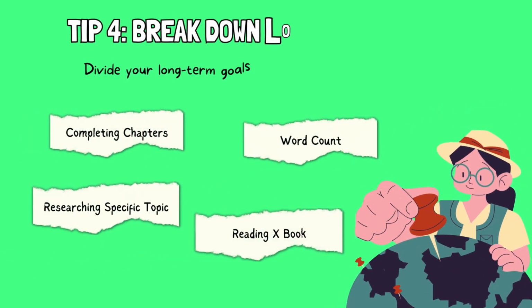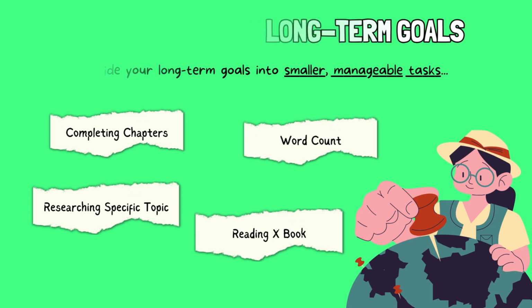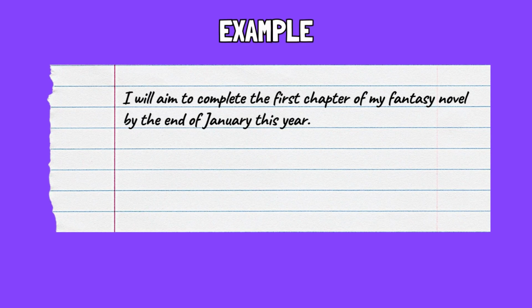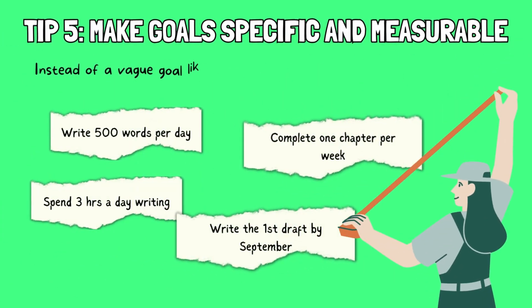Tip 4. Break down long-term goals. Divide your long-term goals into smaller, manageable tasks. For example, if your long-term goal is to write a novel, break it down into chapters or word count milestones. Another example is, I will aim to complete the first chapter of my fantasy novel by the end of January this year.